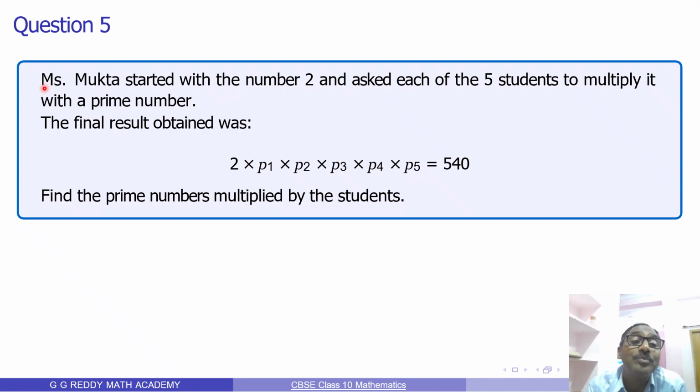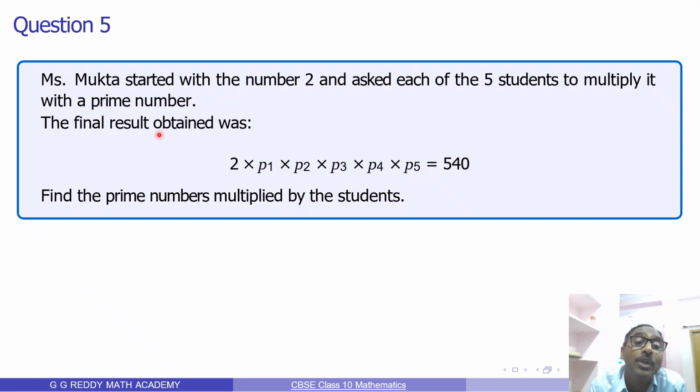Question number 5. Miss Mukta started with the number 2 and asked each of the 5 students to multiply it with a prime number. The final result obtained was 2 times P1 times P2 times P3 times P4 times P5 equal to 540. How many students were there? 5 students, so 1, 2, 3, 4, 5. 5 prime numbers are taken. They may be repeated.